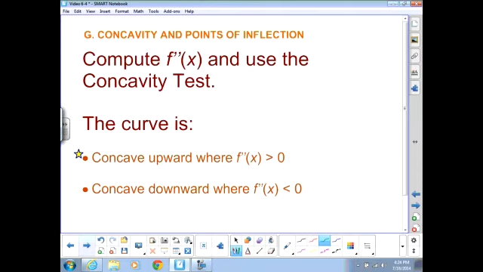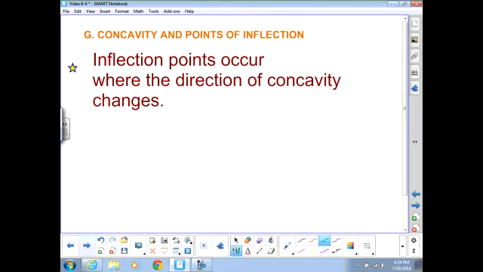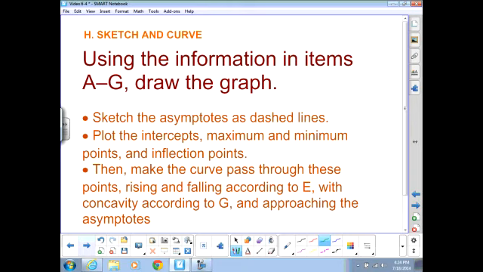And then we can do our second derivative, and we can test for concavity. Remember, where the second derivative is positive, concave up, negative, concave down, and anywhere it switches, we would have our inflection points. So all that stuff is the more recent things we've been doing and probably are pretty fresh in your mind. Last thing we do is we just use all of that to make a sketch of the graph.